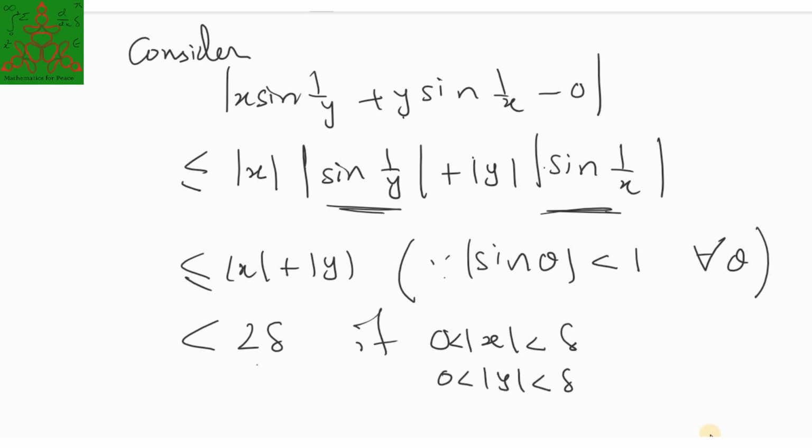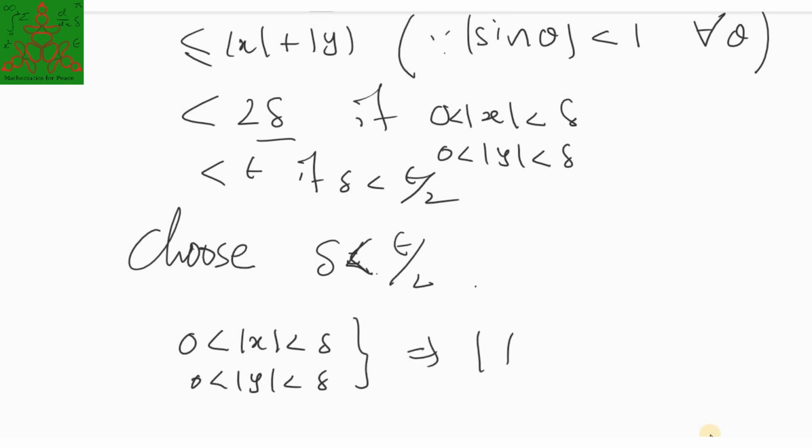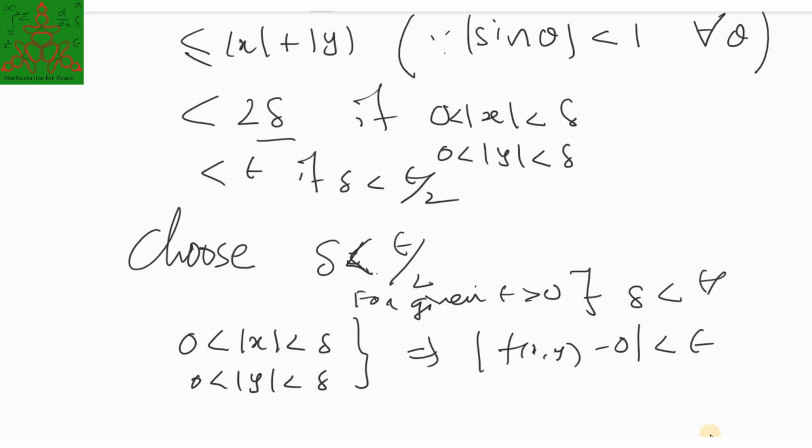Due to this we can say that this is 2 delta, and if you want this to be less than epsilon, your delta should be less than epsilon by 2. So here choose your delta as less than epsilon by 2, and you can say that if mod x is less than delta and mod y is also less than delta, this implies that mod of f of x,y minus 0 will be less than epsilon. For given epsilon greater than 0, there exists delta less than epsilon by 2, which is greater than 0. Okay, so that's it for this lecture.